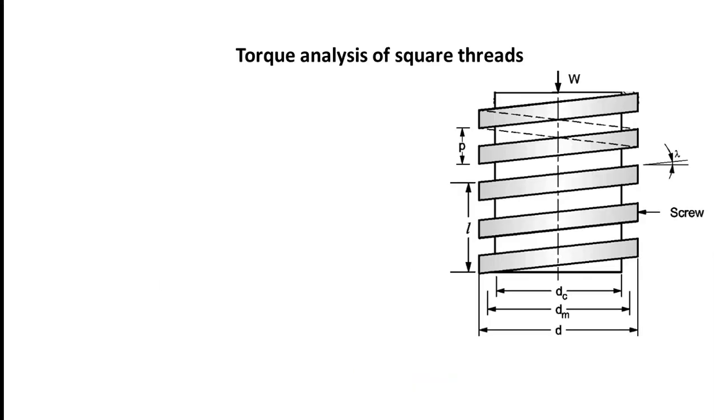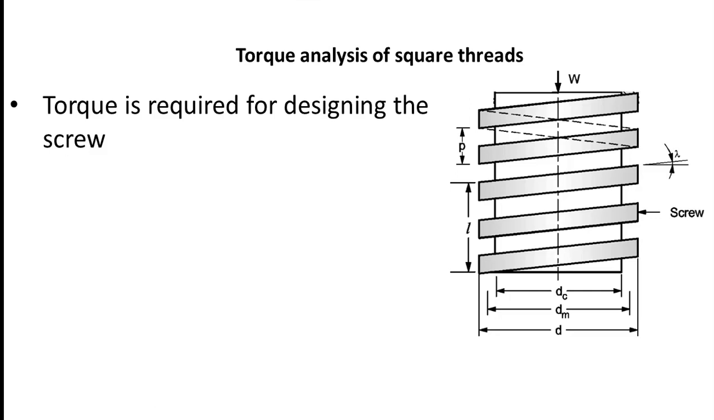Now you can see the diagram. This is the basic terminology. We have already discussed this in the previous videos. You can see it in my previous videos. Torque is required for designing the screw. Since this is a rotating component, torque is force into radius.